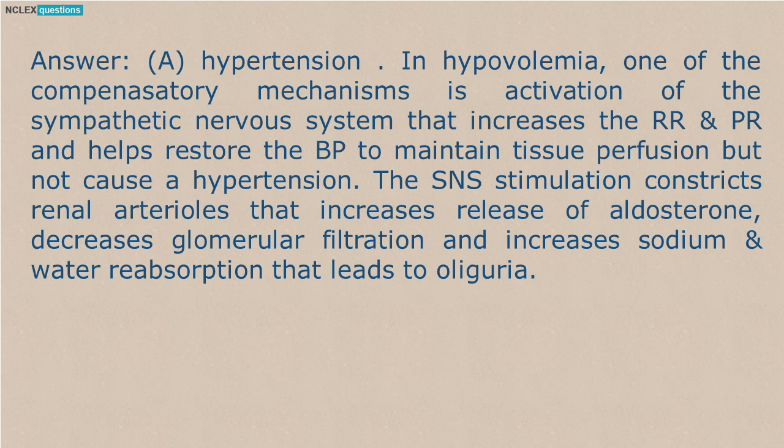Answer: A. Hypertension. In hypovolemia, one of the compensatory mechanisms is activation of the sympathetic nervous system that increases the RR and PR and helps restore the BP to maintain tissue perfusion but not cause hypertension. The SNS stimulation constricts renal arterioles that increases release of aldosterone, decreases glomerular filtration and increases sodium and water reabsorption that leads to oliguria.